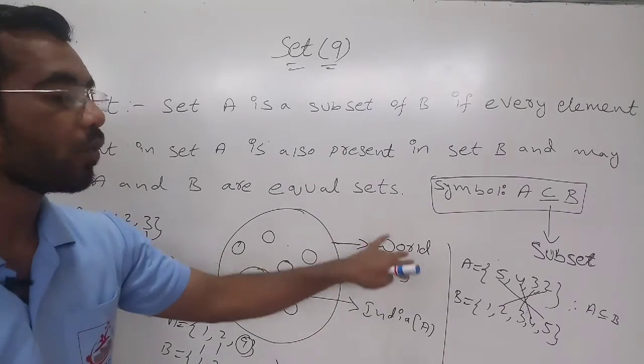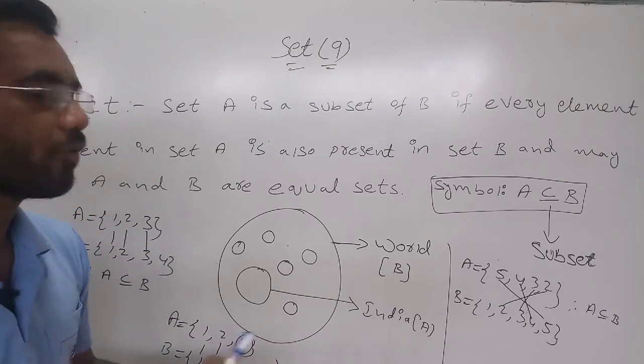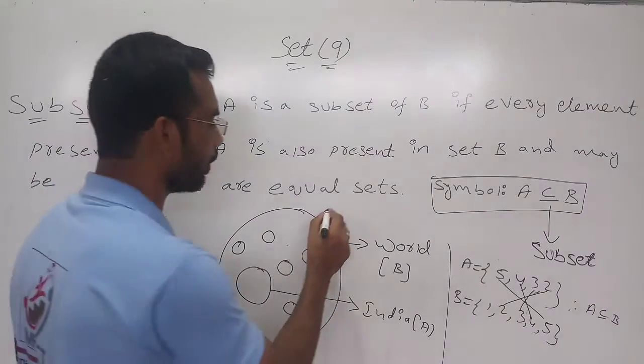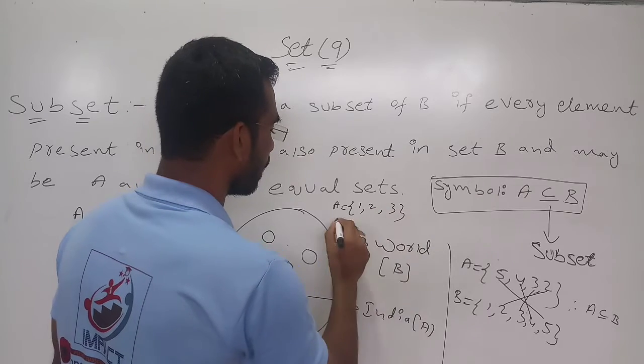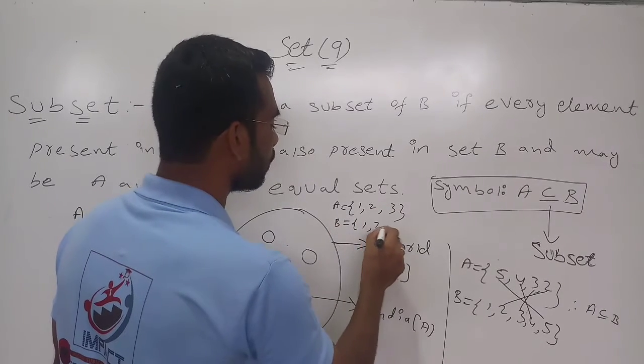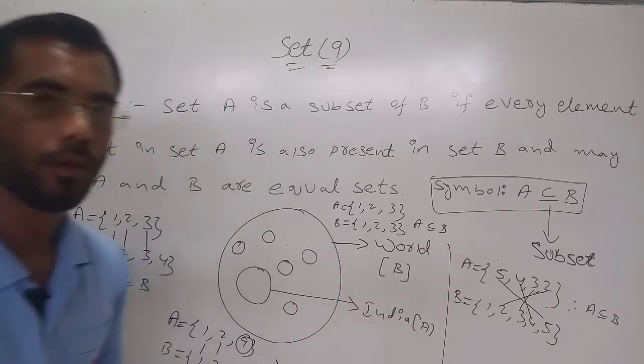It may be equal also. If you take equal elements, no problem. If I take A as 1, 2, 3 and B as 1, 2, 3, no problem. A is a subset of B.